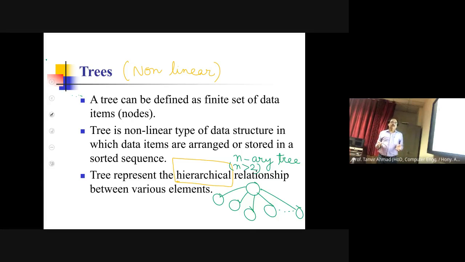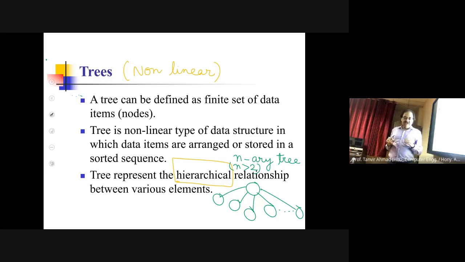If a node can have 3 children, then it is called an n-ary tree with n equal to 3. If a node can have up to 10 children, we say it's an n-ary tree with n equal to 10. This is the general definition. A binary tree has a maximum of 2 children, which doesn't mean it necessarily has 2 children. If it has more than 2 children, it is an n-ary tree.